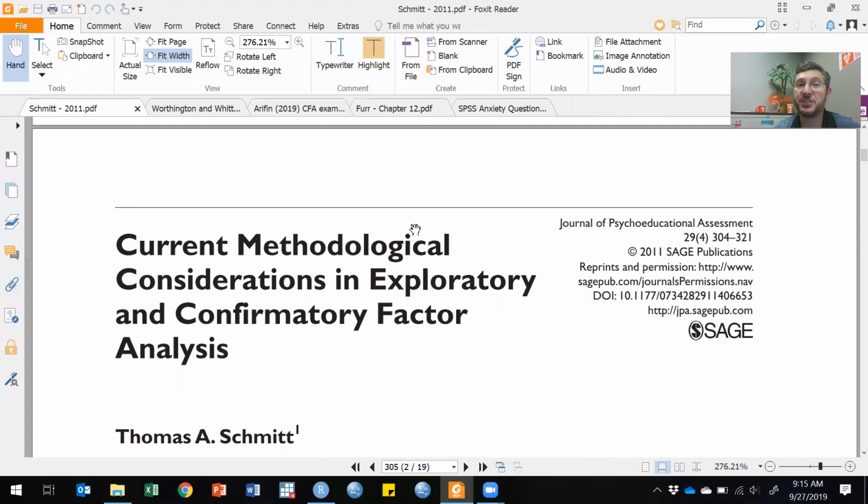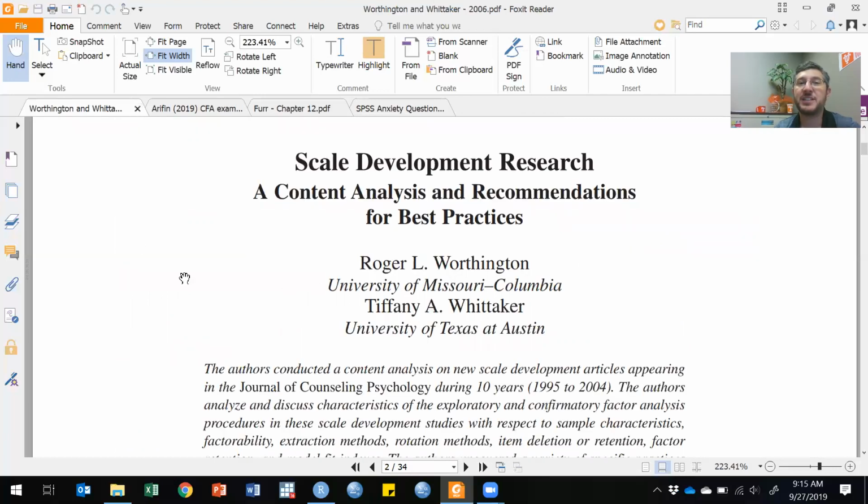Here's another one on considerations in confirmatory factor analysis. This is a good article. It's pretty long, about how CFA and EFA fit into the scale development process, and what their role is in helping establish the validity of our survey. So it's a really good article on here too.